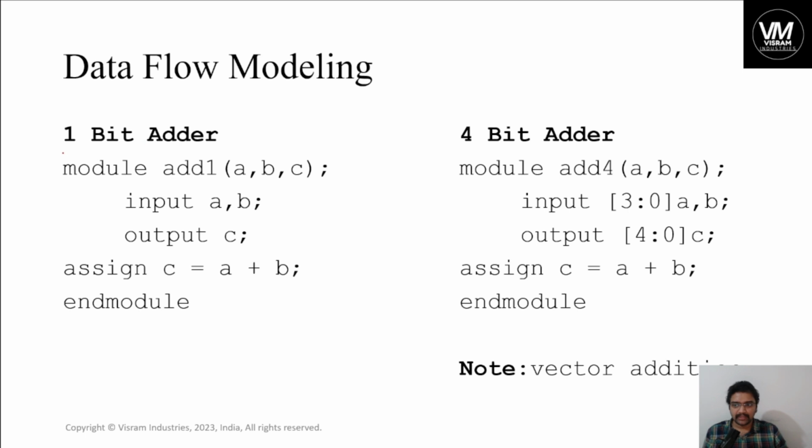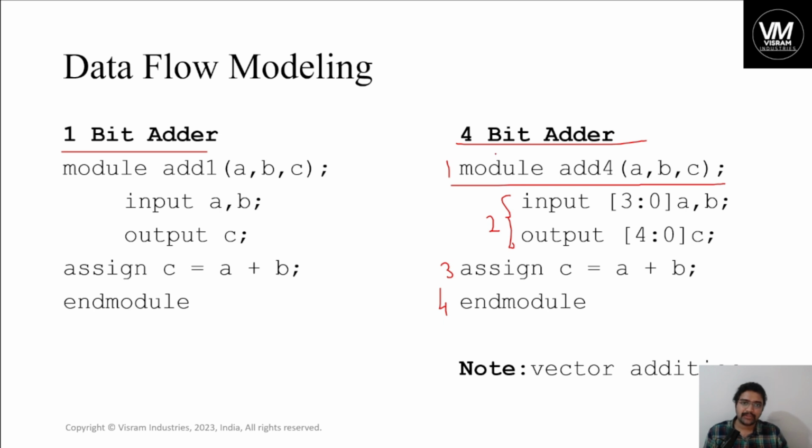After this 1-bit adder, check for the 4-bit adder. In the 4-bit adder, the same thing. This is the first part and this is the second part, this is the third part and fourth part. So first part, always you mention module name and input and output, same everywhere. And second one, declare input and outputs. Why are we mentioning 4-bit?